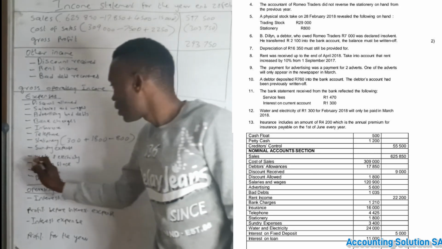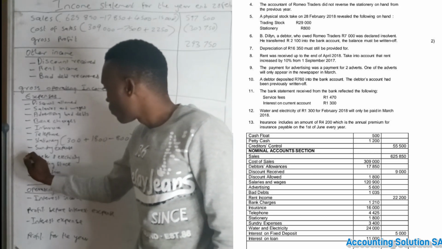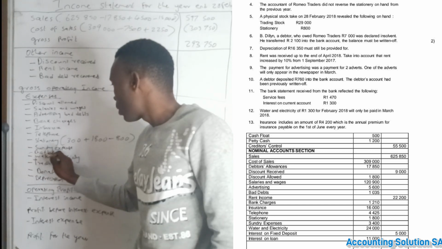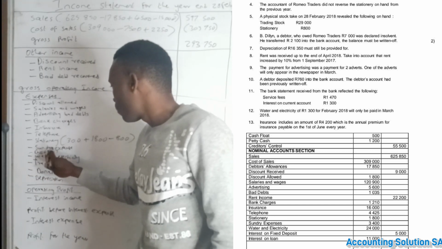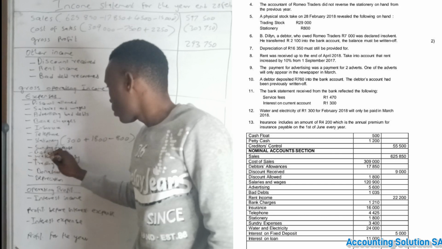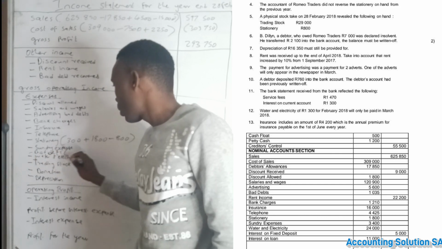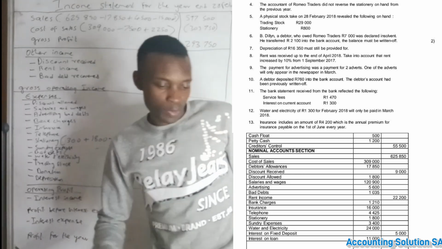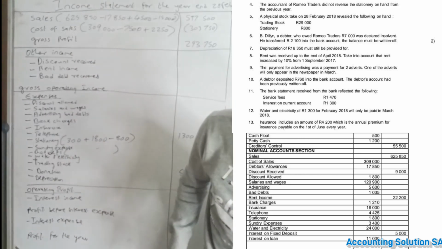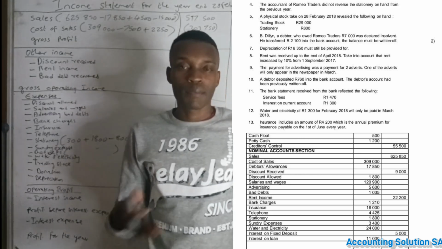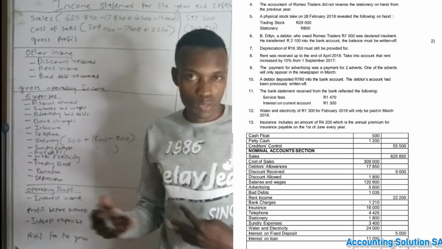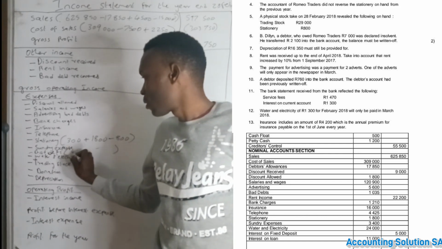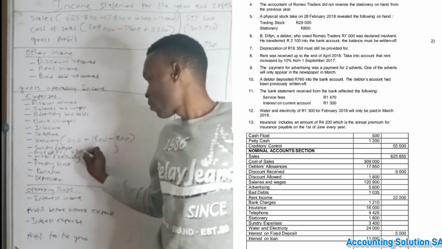Okay, let me just edit here. Bad debts. Okay, for bad debts, of course, we are going to open an account. Remember the one that we read from the transaction, he was owing 7,000, but he managed to pay 2,100, which means that the rest of 4,900 must be written off.